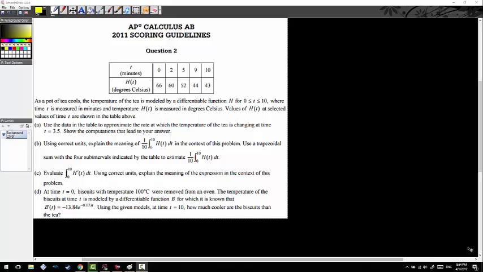Alright, let's take a look at 2011 number 2, the pot of tea that's cooling. We are measuring it by a differentiable function on 0 to 10 where t is measured in minutes and h of t is measured in degrees Celsius. Values of h of t at selected time values are shown in the table above. Use the data in the table to approximate the rate at which the temperature of the tea is changing at time equals 3.5. Show the computations that lead to your answer.